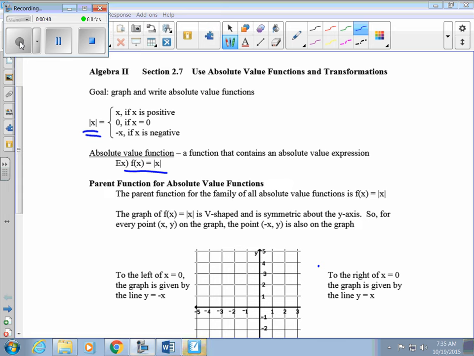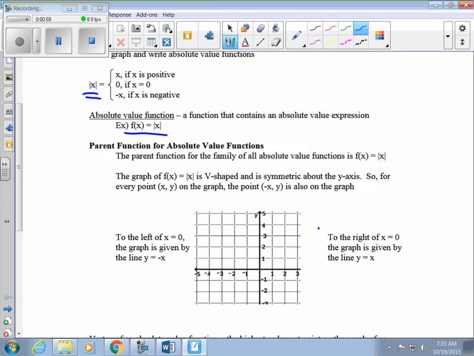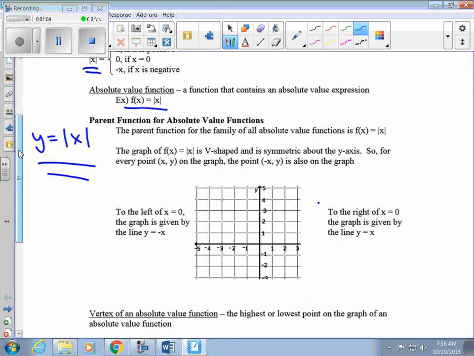So the absolute value function is a function that contains an absolute value expression. So here we have f of x equals the absolute value of x, which is also the parent function. Now we can also write the parent function as y equals the absolute value of x. That's in xy notation. The other one is in function notation. So the graph of f of x equals the absolute value of x is a v-shaped graph, and it's symmetrical about the y-axis. So for every point (x, y) in the graph, the point (negative x, y) is also on the graph.